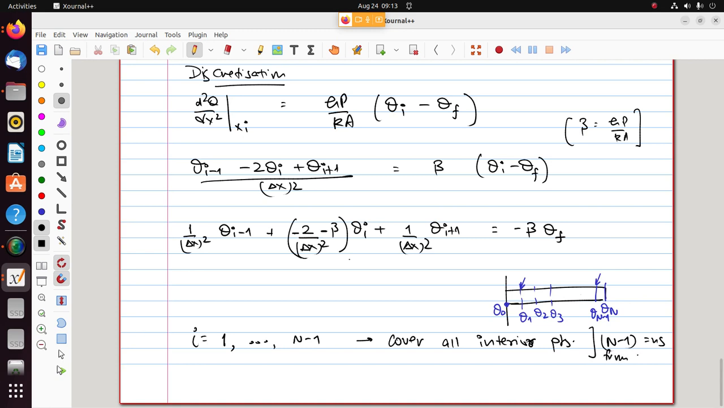So we will say from the governing differential equation, or that is actually the governing difference equation. So that is the one we are talking about.